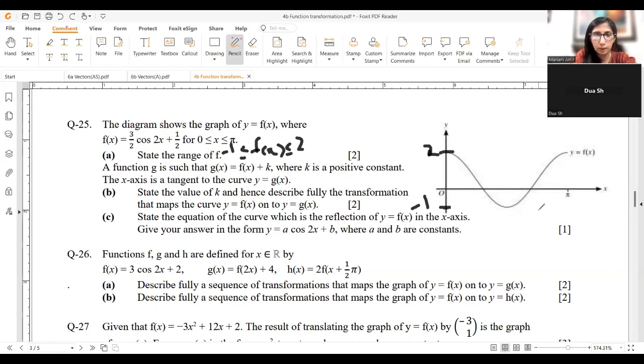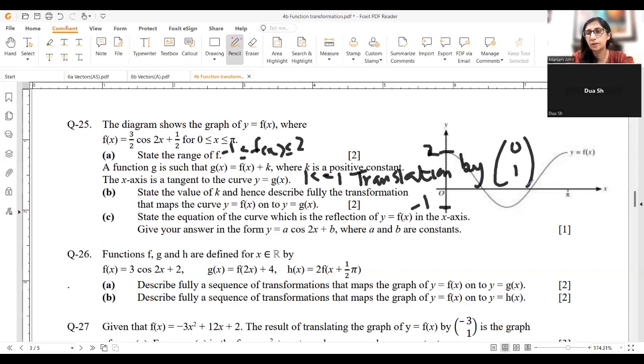So k equals 1, and describe fully the transformation that maps f(x) onto g(x). So it went 1 unit up, so we're going to write translation by the vector (0, 1), 0 right or left, 1 up. Or you could write translation 1 unit upwards parallel to the y-axis. That would also be correct.